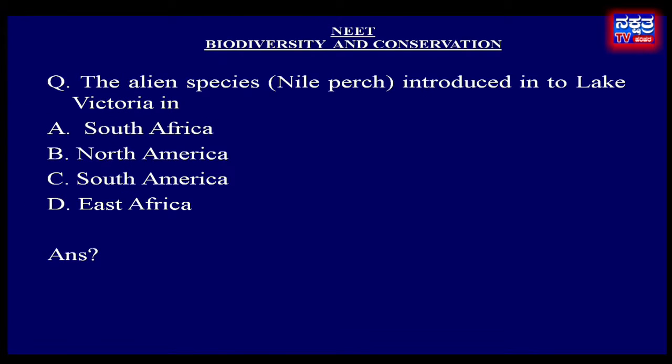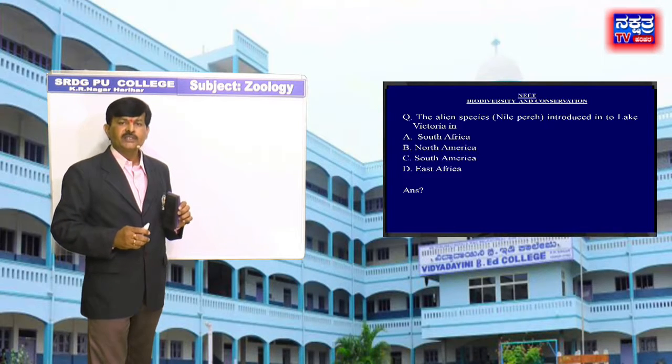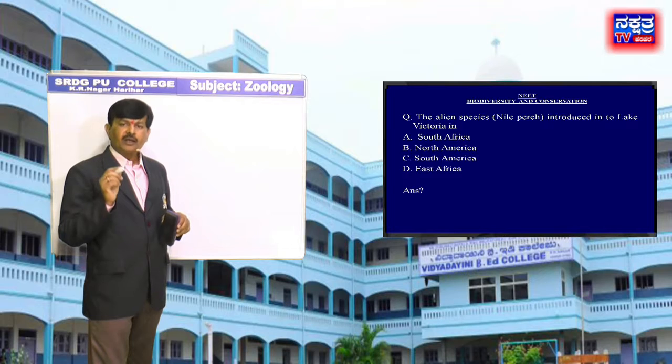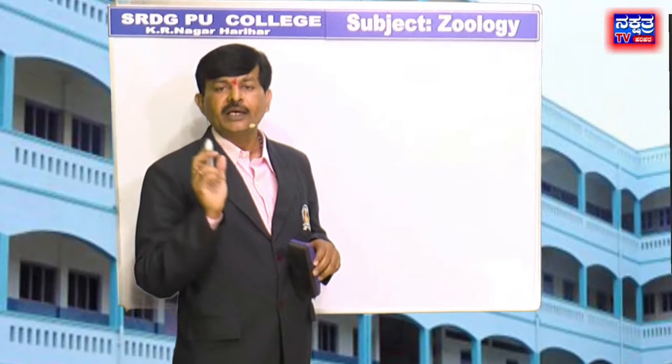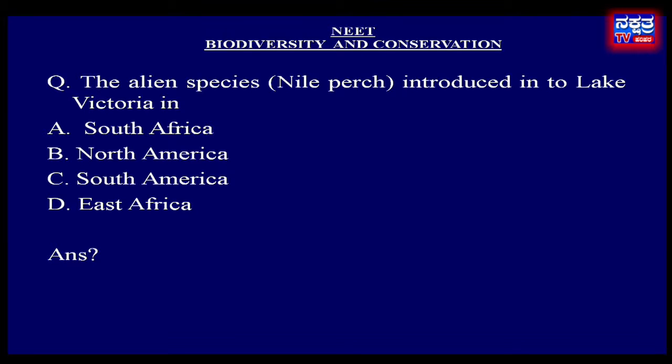Move to next question. The alien species Nile perch was introduced into Lake Victoria in option A, South Africa, B, North America, C, South America, D, East Africa. Invasive alien species are plants, animals, pathogens, and other organisms that are non-native to an ecosystem and which may cause economic or environmental harm or adversely affect human health. The Nile perch was introduced into Lake Victoria in East Africa. Therefore, option D, East Africa, is the right answer.